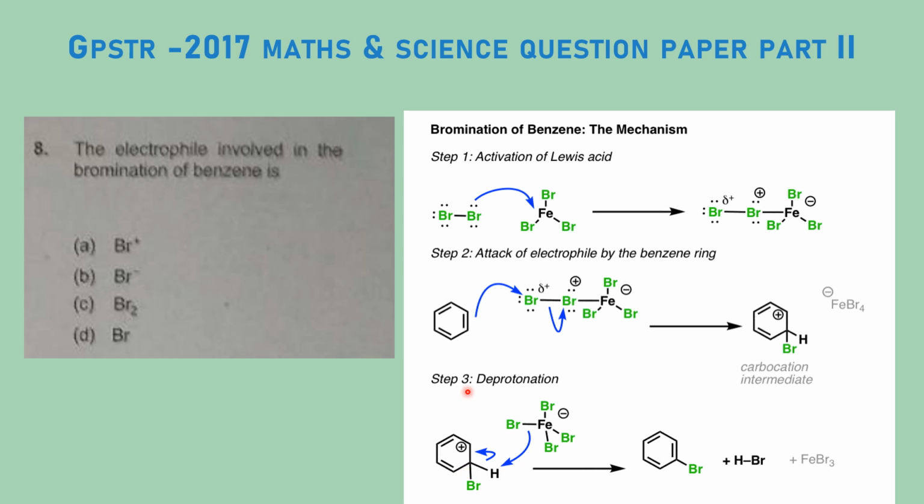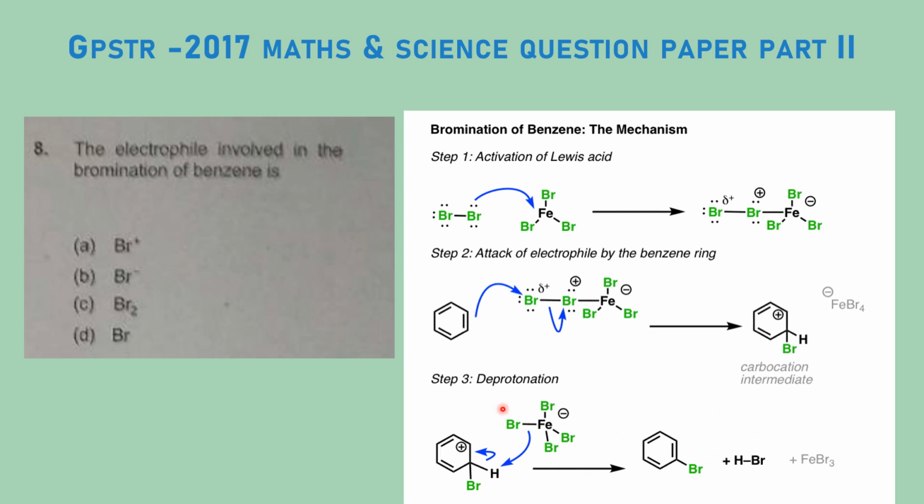Then the next step is deprotonation. Deprotonation is nothing but removal of a hydrogen atom. Here you can observe this hydrogen atom will interact with this bromine atom, then it will form HBr. Then this movement of pi electrons from here to here, otherwise these electrons will move inside, then it will form a bond. Br will remain here only. Then FeBr3, you will get the final catalyst as it is. This is nothing but the bromination of benzene.